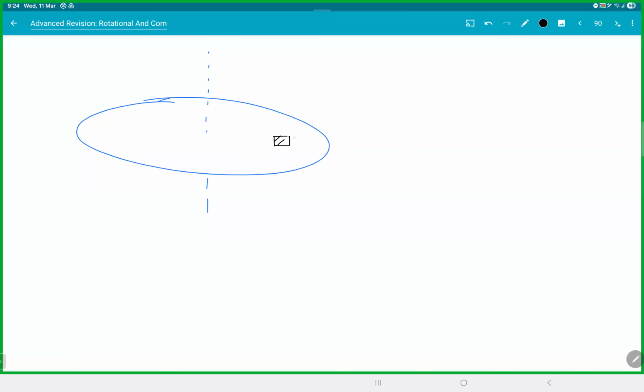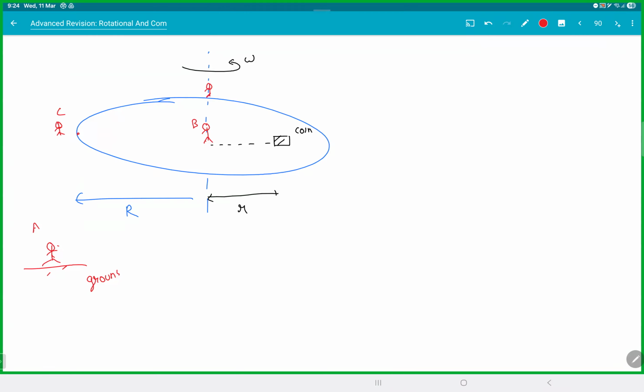We have a coin here, which is not slipping. This distance is smaller. Friction is there, everything is there, and this thing is rotating with omega. I have one person standing here. Let's call him A. There is one person on the ground, A. Person B is standing in the center. Person C is standing in this corner, and this radius is capital R. And person D is standing on this side.